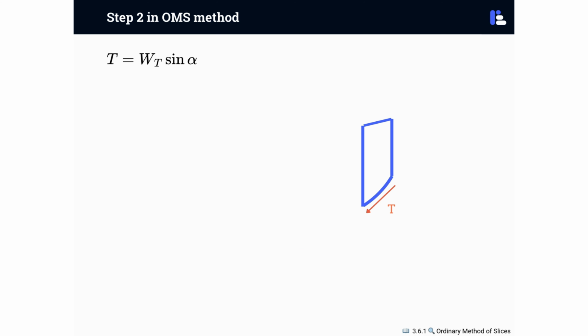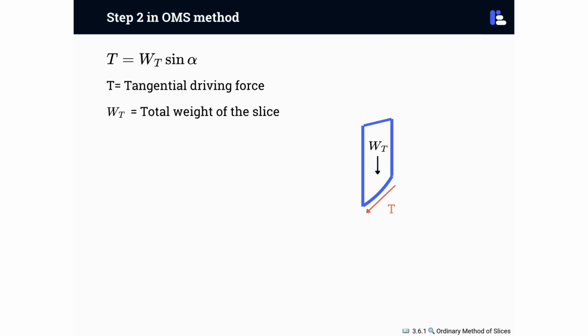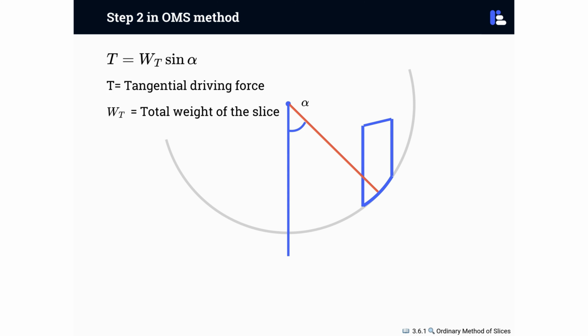T equals W sub T times sin alpha, where T represents the tangential driving force, W sub T is the total weight of the slice, and alpha is the angle between the vertical and a line drawn from the circle's center to the midpoint of the slice's base.